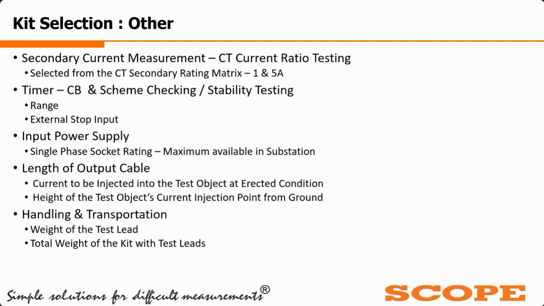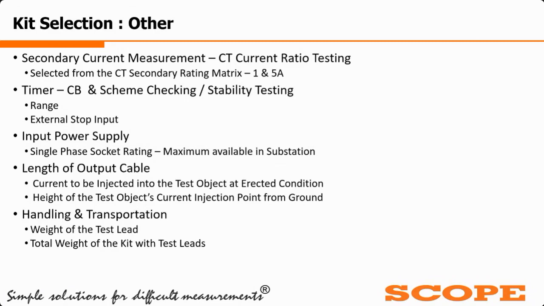Another selection criterion is secondary current measurement. As I said, the kit should have the facility to measure primary current as well as secondary current. Normally, we can see the CT secondary side rated current is 1 ampere or 5 ampere. So at least the kit should measure the CT secondary current up to 5 ampere. This point we need to consider during the selection of the kit.